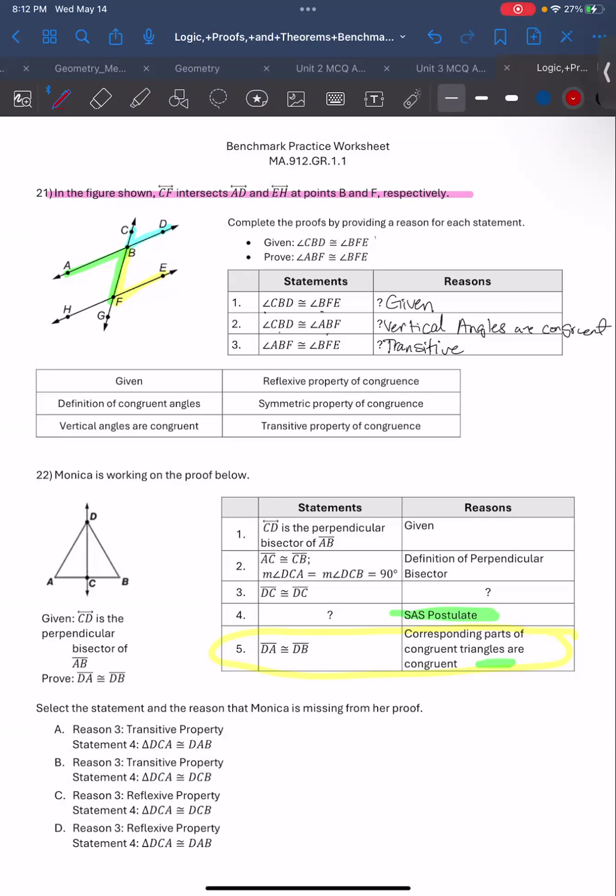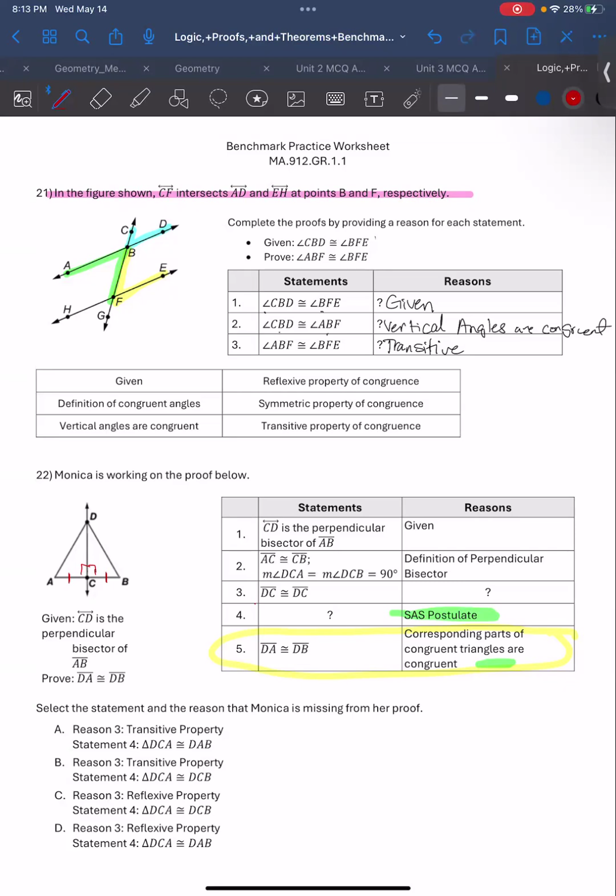Intersect each other, making 90 degrees. I'm pretty sure that's what was said. All right, so AC is congruent to CB because it also divides it evenly in half. And then the two angles are 90 degrees. Then I have DC is congruent to DC.